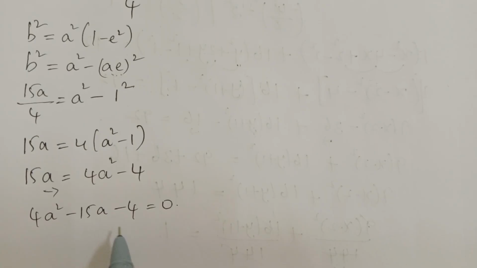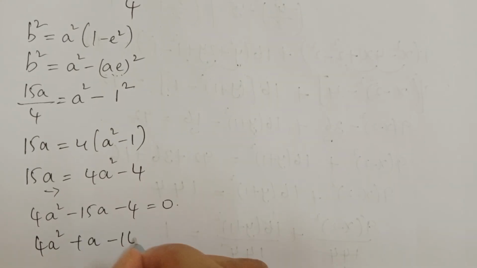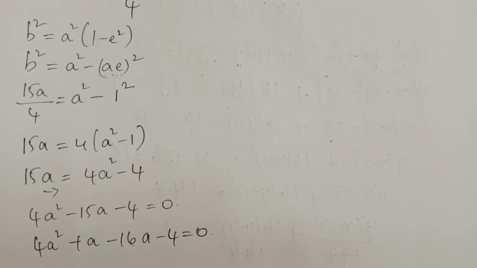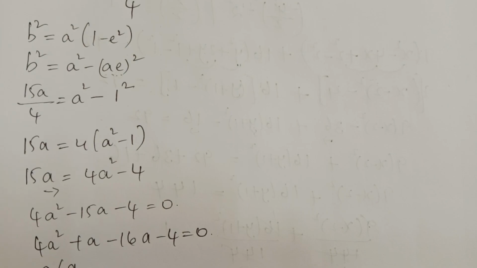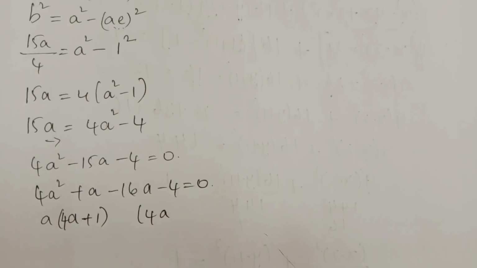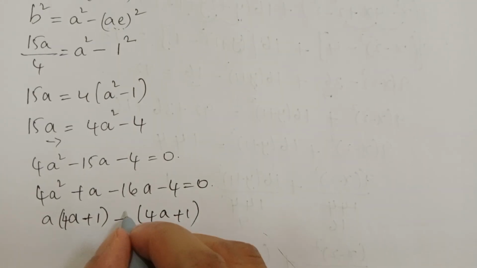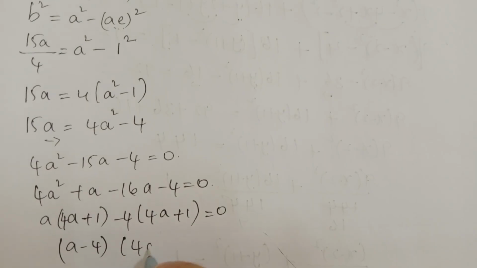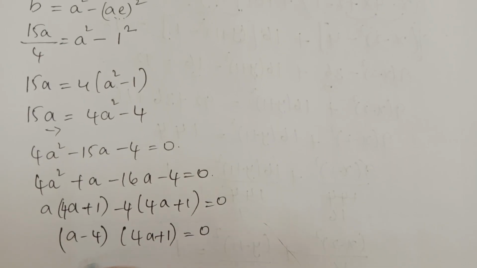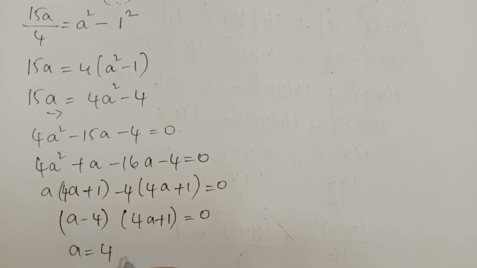Now we have to take the factors. 4 fours are 16. So 16 and 1 are the factors of this term. So we can write it as 4a square plus a minus 16a minus 4 equals 0. Taking a common, it is a into 4a plus 1, and here also we write the same factor 4a plus 1, so minus 4 is a common factor, equal to 0. So a minus 4 and 4a plus 1 equals 0. So here we'll get a is equal to 4 and a is equal to minus 1 by 4.